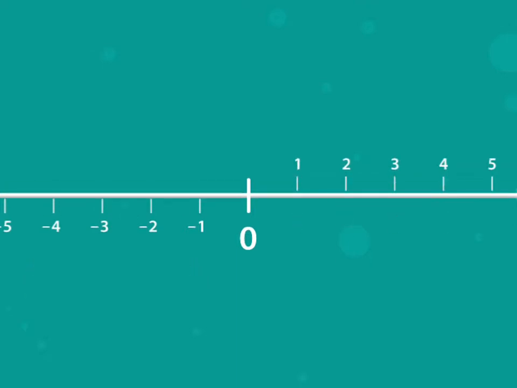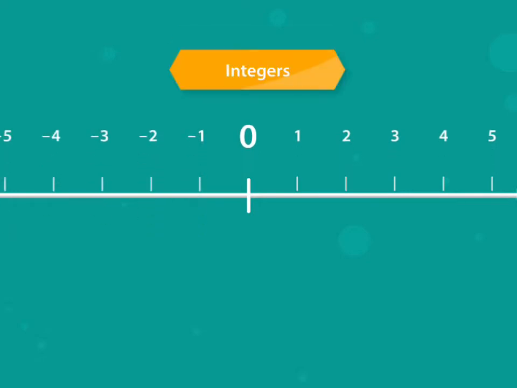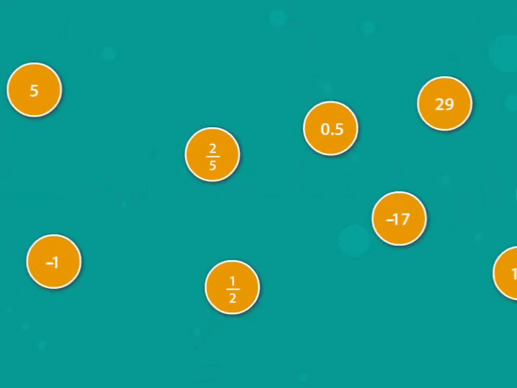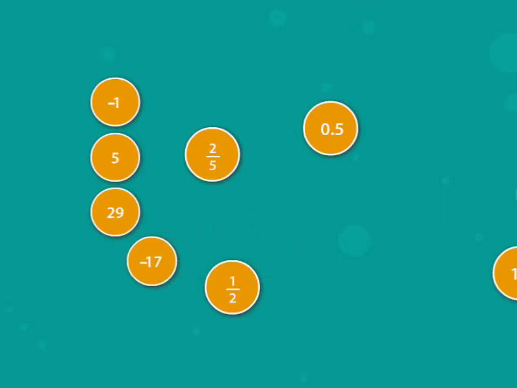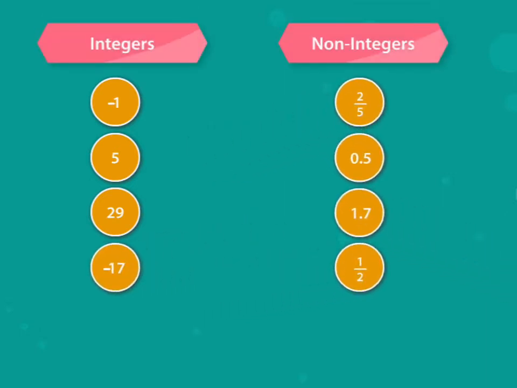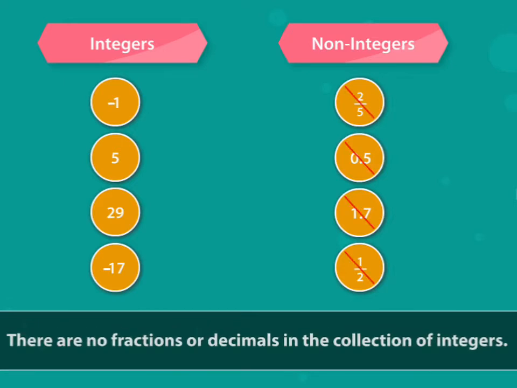So, positive numbers, 0 and negative numbers together make the set of integers. Can you choose integers from this lot of numbers? Clearly, -1, 5, 29, -17 are all integers, and the rest of the numbers are not integers. Here is an important point to keep in mind. There are no fractions or decimals in the collection of integers.